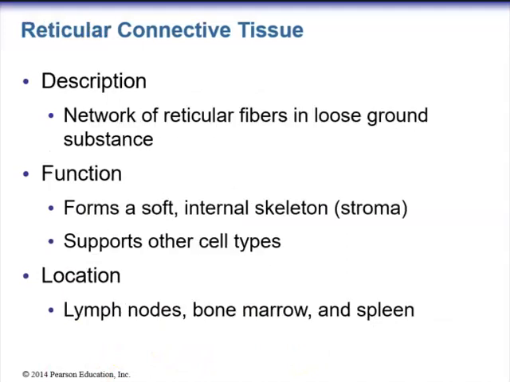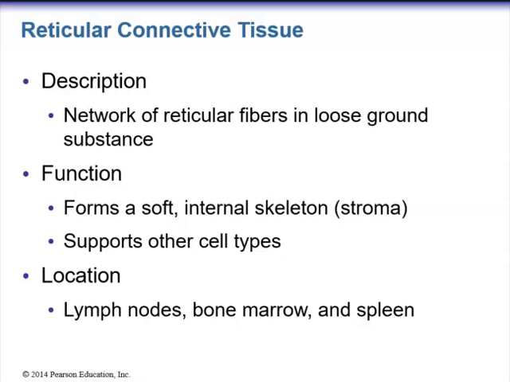The next type of loose connective tissue is reticular connective tissue. It contains a network of reticular fibers in loose ground substance. It forms a soft internal skeleton or stroma and does support other cell types. Again, we can find this reticular connective tissue in our lymph organs, such as lymph nodes, bone marrow, and the spleen. So spleen is actually a good model for where you can find reticular connective tissue.